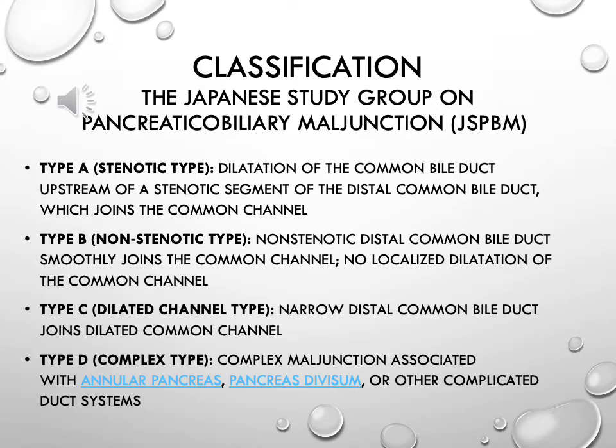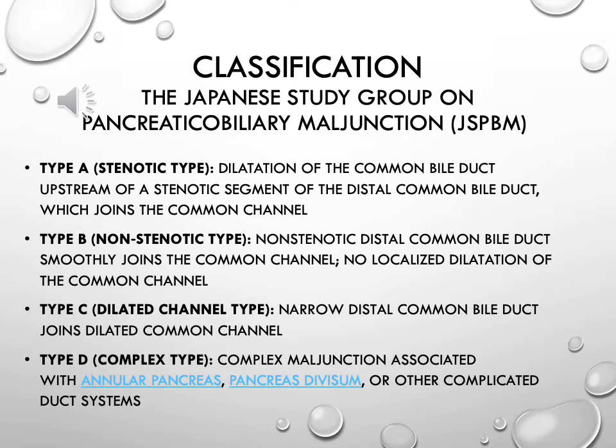Classification of pancreaticobiliary malfunction: the Japanese study group classified anomalous pancreaticobiliary junction into four types. Type A is the stenotic type. The stenotic type is formed when there is dilatation of the common bile duct upstream of a stenotic segment of the distal common bile duct, which joins the common channel. This will all be shown on the next page.